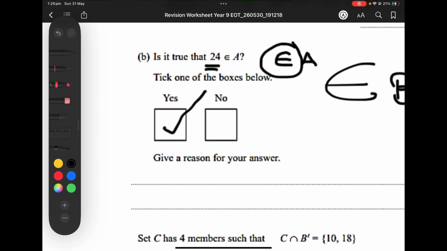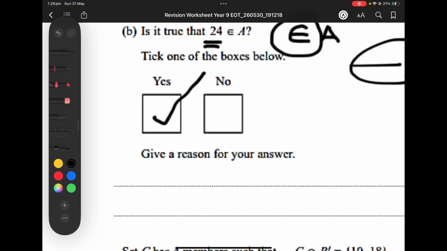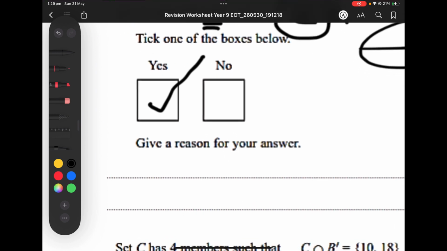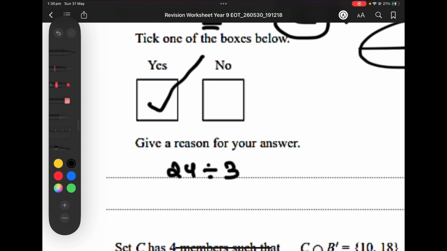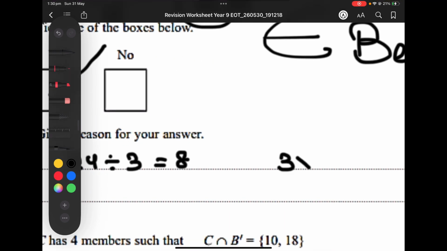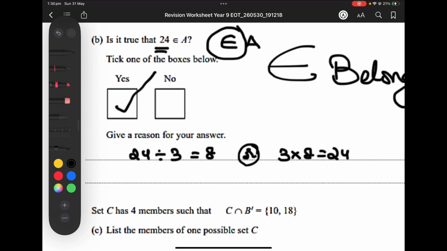Now, how am I going to explain it? 24 can be divided by 3, or you can write it like this. 24 can be divided by 3. The answer would be 8. Also, you can write 3 times 8 is also 24. These are the two possible ways to show that it is a multiple of 3. 24 is a multiple of 3. You can show it both ways.